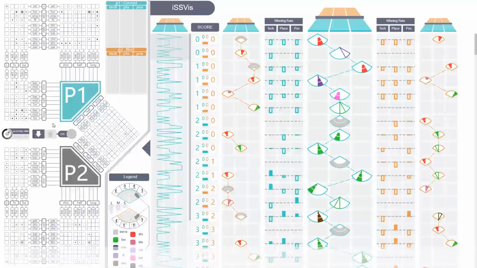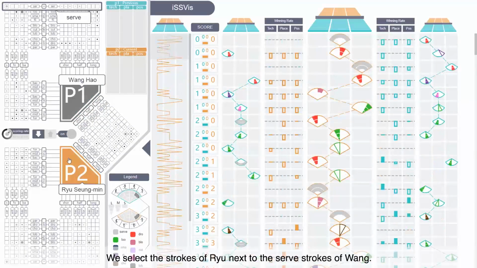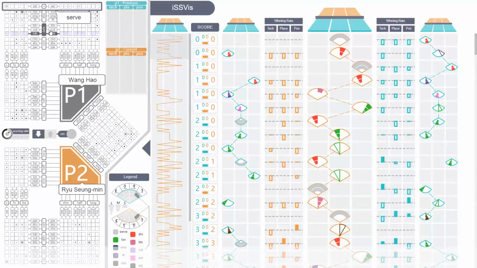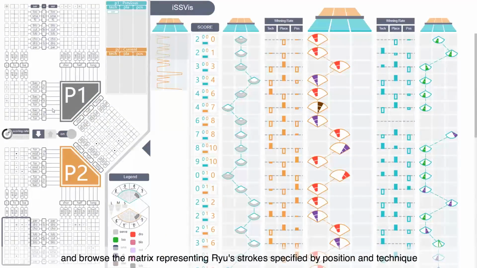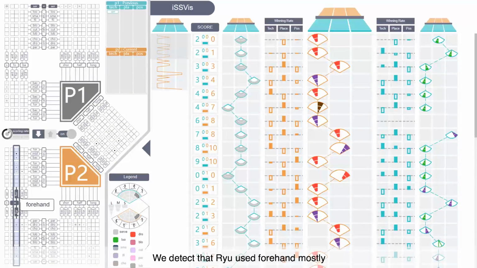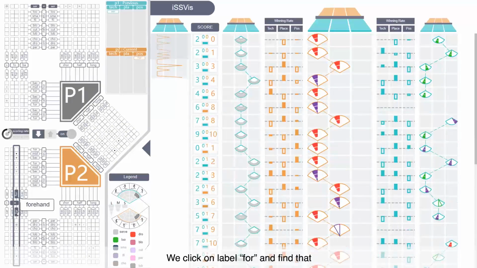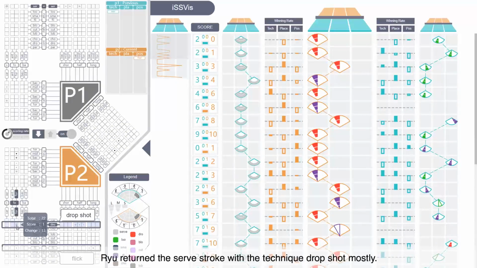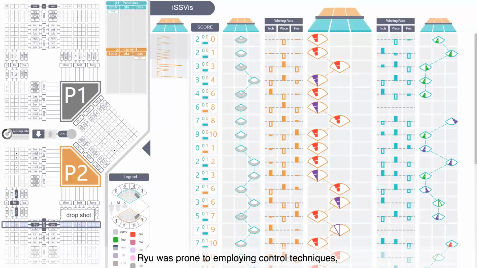Case study 1. We select the strokes of Real next to the serve strokes of One and browse the matrix representing Real's strokes specified by position and technique. We detect that Real used forehand mostly. We click on the label 4 and find that Real returned the serve stroke with the technique drop shot mostly. Real was prone to employing control techniques such as drop shot instead of the offensive technique flick.